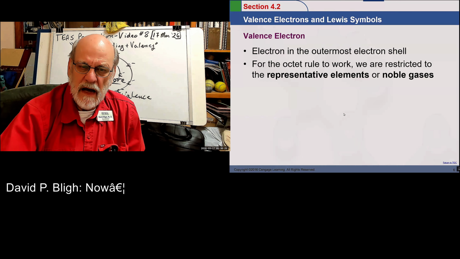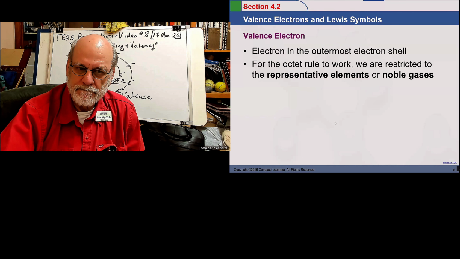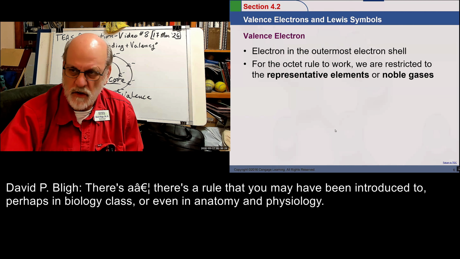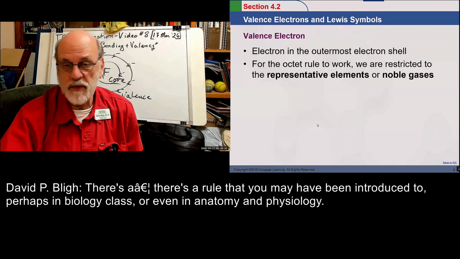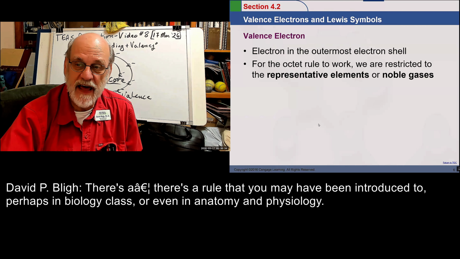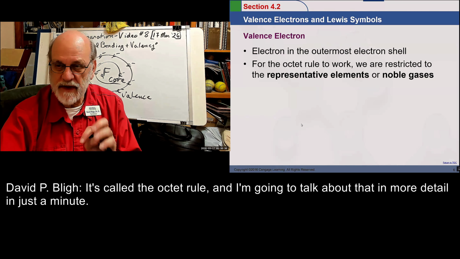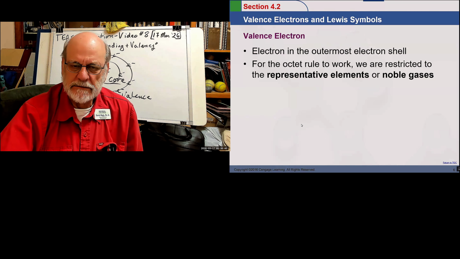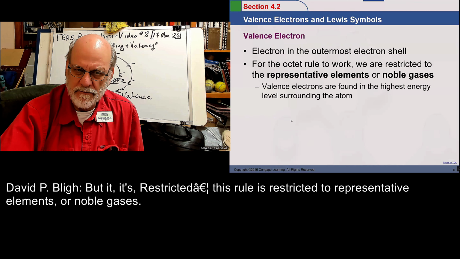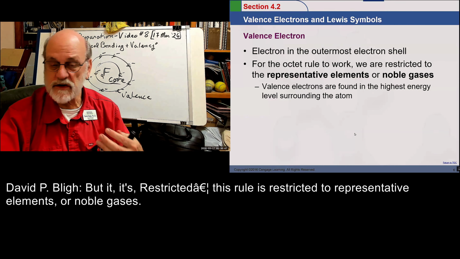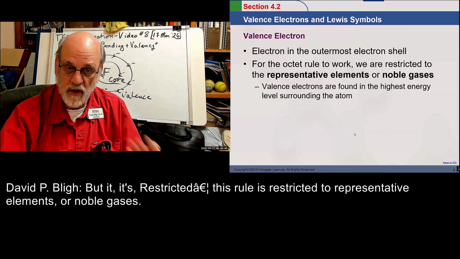Now, there's a rule that you may have been introduced to perhaps in biology class or even in anatomy and physiology. It's called the octet rule. And I'm going to talk about that in more detail in just a minute. But this rule is restricted to representative elements or noble gases.